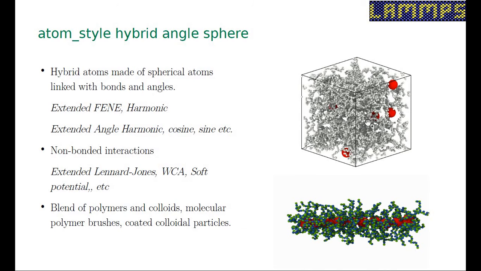So both examples can be constructed by using this hybrid angle sphere atom style. Both examples need the extended finite potential, that is, it includes the size of the particle, and we have the harmonic potential as well. So the same is true for the extended angular harmonic, where we need to include the size of the particle.